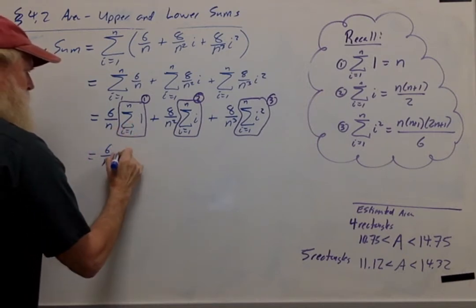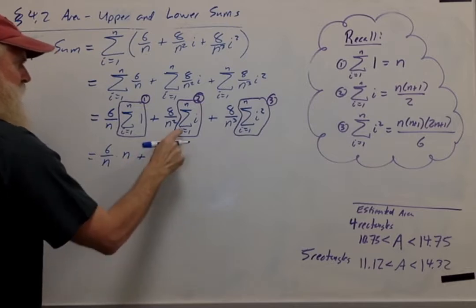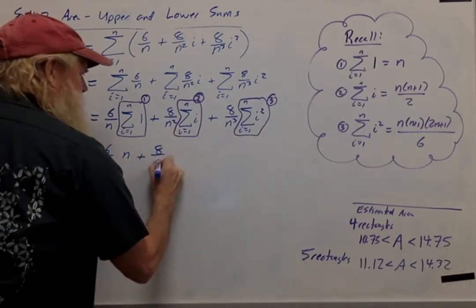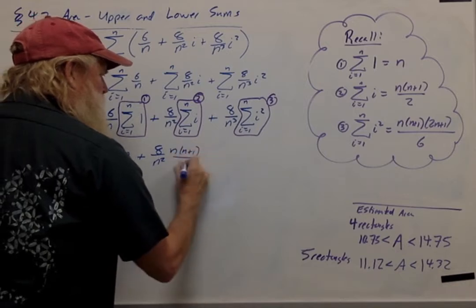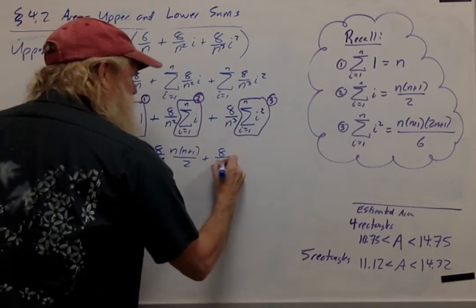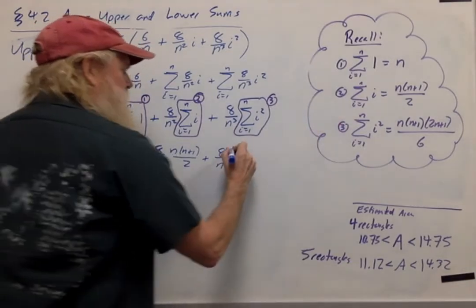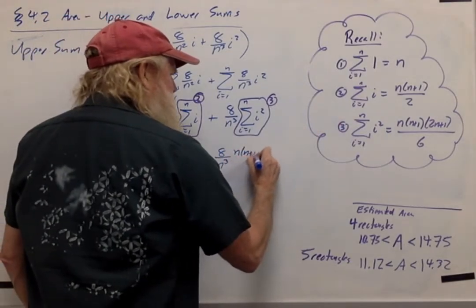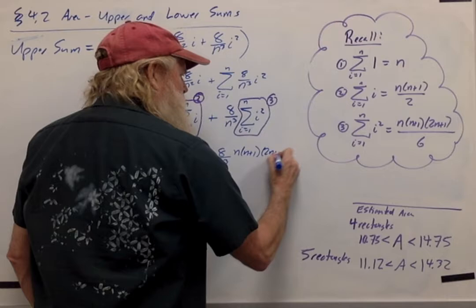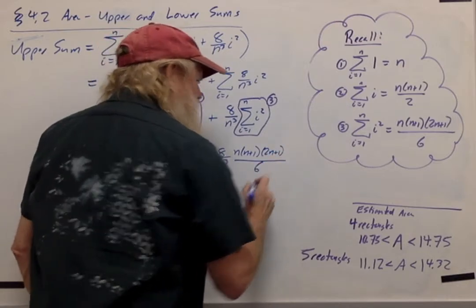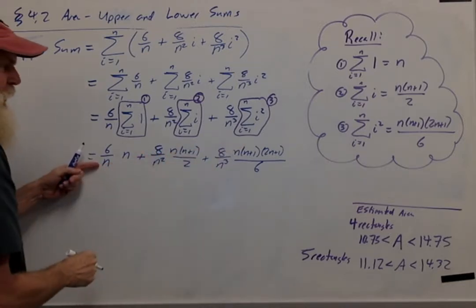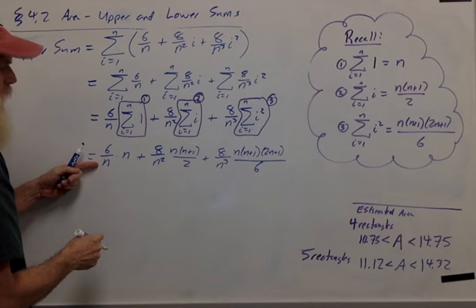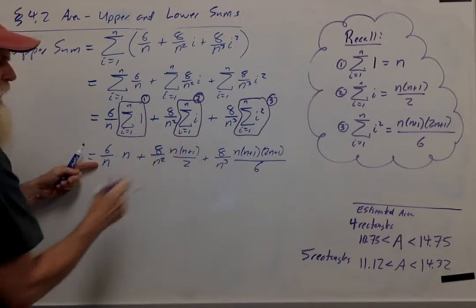So the first sum gets replaced by n. The second sum gets replaced by n times n plus 1 over 2. And the third sum gets replaced by n times n plus 1 times 2n plus 1 all over 6. And now let's do some algebra. I'm going to simplify each of these terms. And then so that we can work with it a little easier, I'm going to get a common denominator and combine.